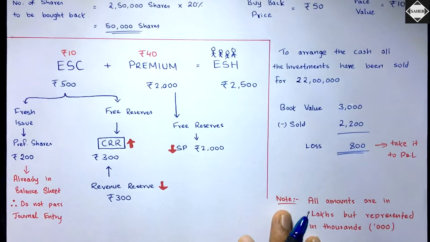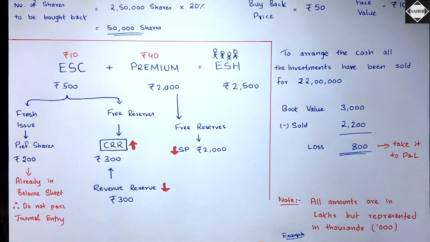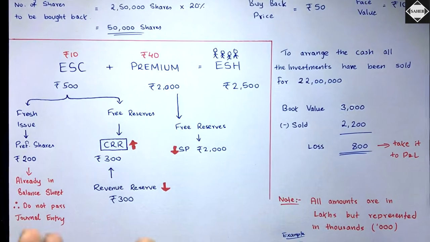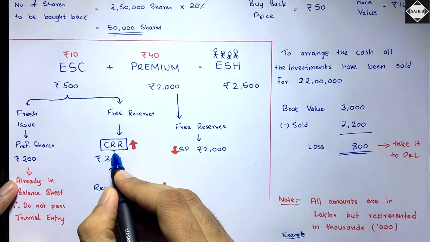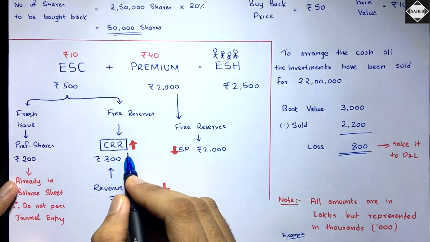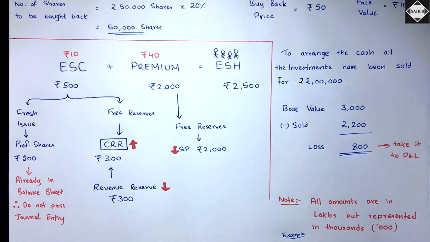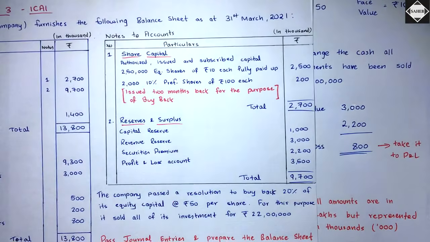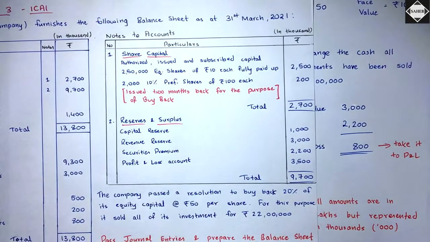Is that clear? So if 2 lakh has been replaced already by issue of preference shares, then the remaining balance has to be CRR. You have to create CRR through free reserves. You all know that. So you can use any free reserve which you have. Now here in section 68, securities premium is also free reserve. So whichever free reserve you want to use, you can use.